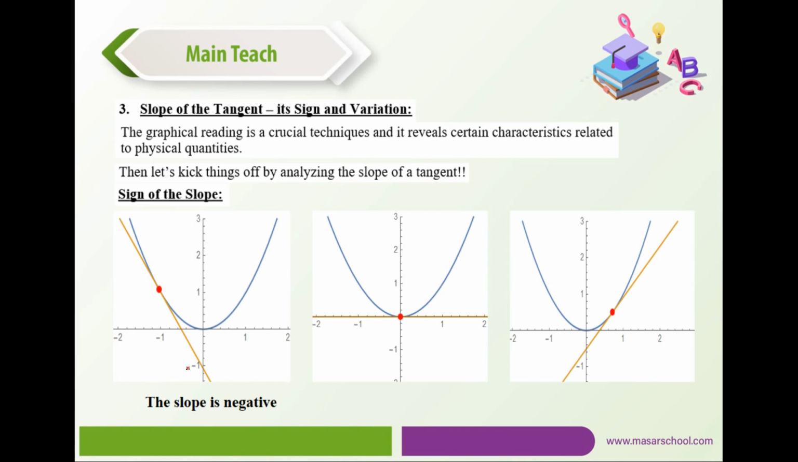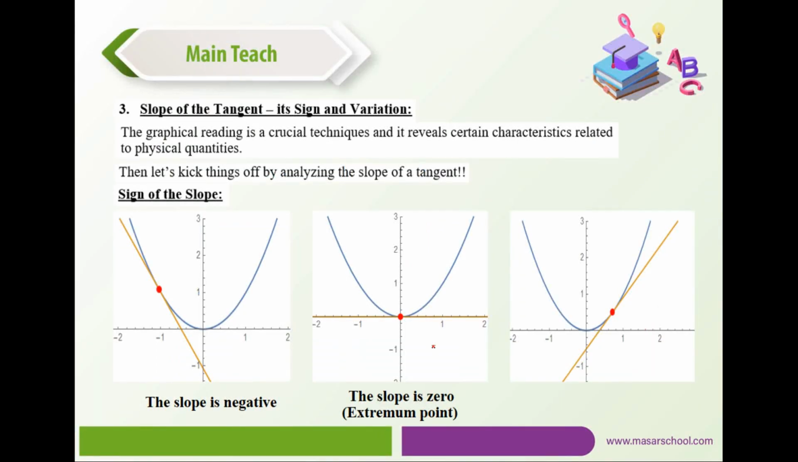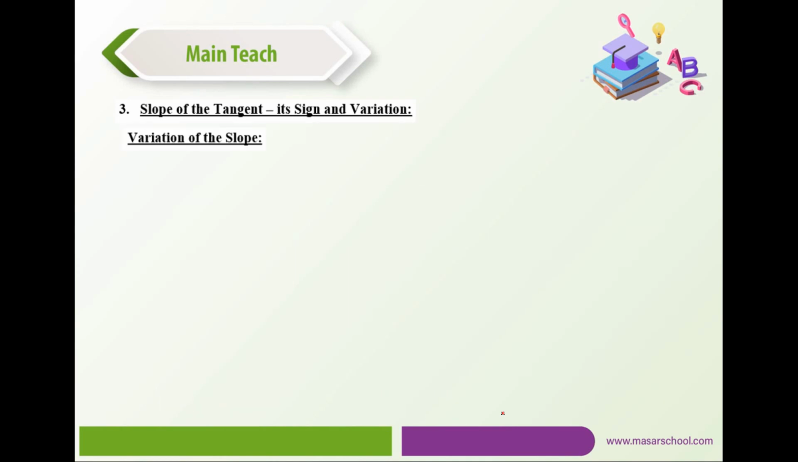In the first one, the slope is negative because the line is pointing downward. In the second one, the slope is 0. And here, I mentioned that this is an extremum point, because the slope of the tangent is equal to the derivative of the function. If the slope is 0, that means the derivative of the function is 0, and we know that whenever we derive the function and set it equal to 0, we're searching for extremum points. Alright, now for the last one, the slope is positive because the line is pointing up. Now this is regarding the sign. Now what about the variation?